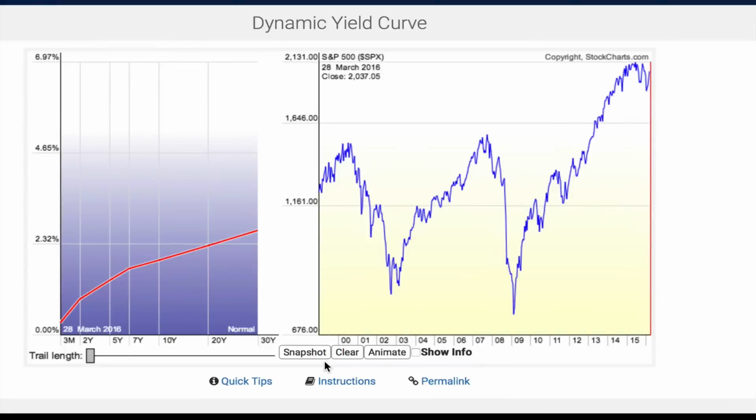Hi, this is Mike Maloney, and I've got some more potential evidence that the stock market is trying to begin a crash. This is the dynamic yield curve. This is available at stockcharts.com, and it's quite an interesting gadget.